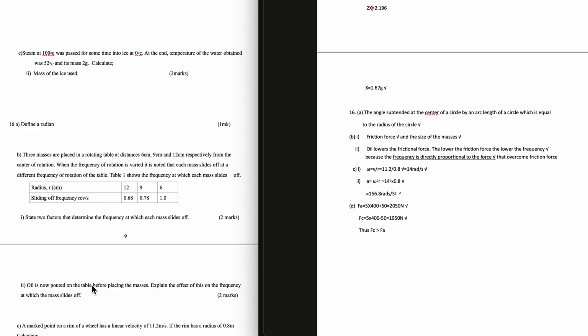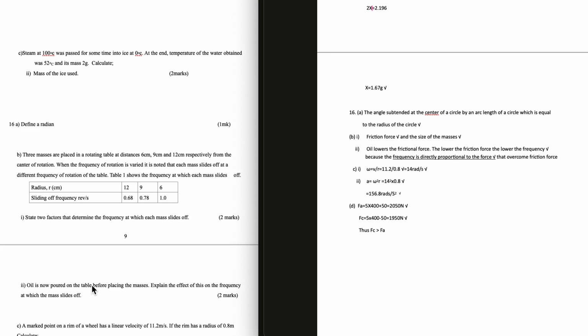Question 16. Define a radian. The angle subtended at the center of a circle by an arc length of a circle which is equal to the radius of the circle. 16b1.